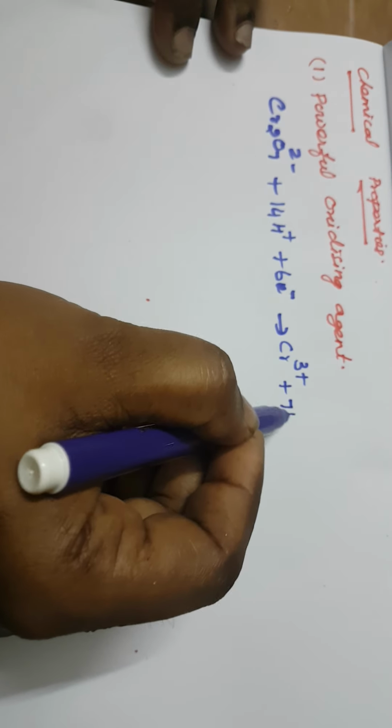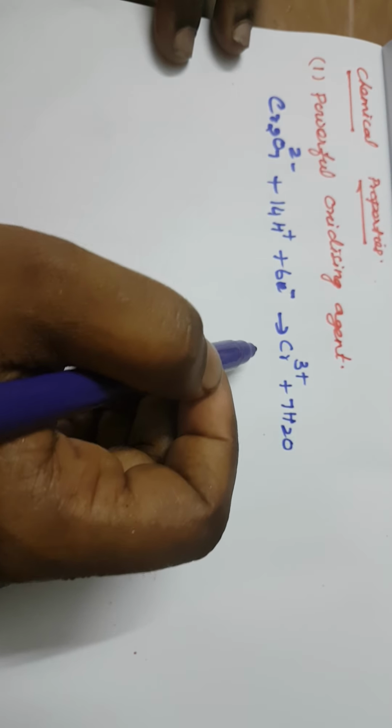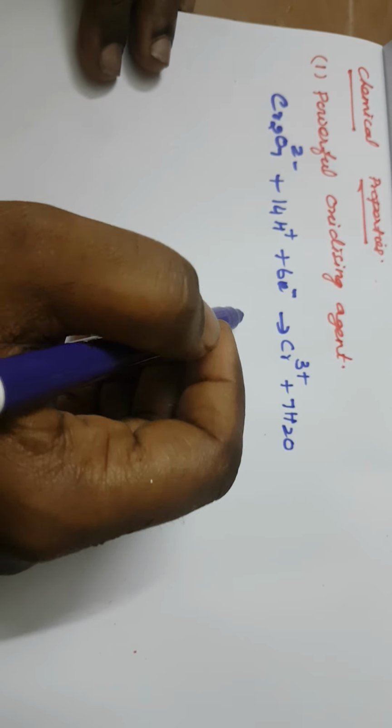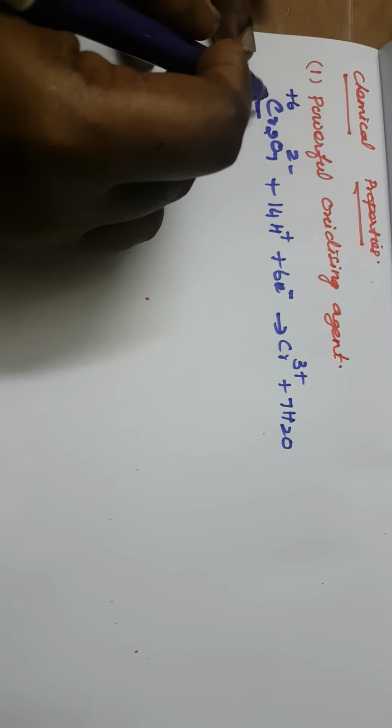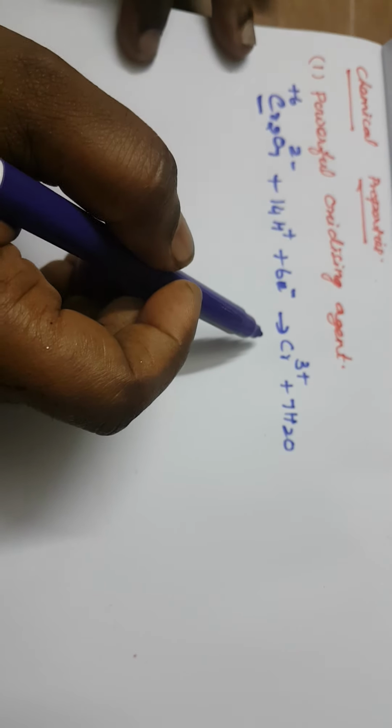How will it be explained? In the presence of hydrogen ion, the dichromate ion Cr2O7 2 minus, in the acid medium, that is H plus, gains 6 electrons and is converted into chromic ion Cr3 plus plus 7 molecules of H2O. The change in oxidation state is chromium 6 to chromium 3 plus. So this chromium +6 is reduced to the +3 oxidation state.